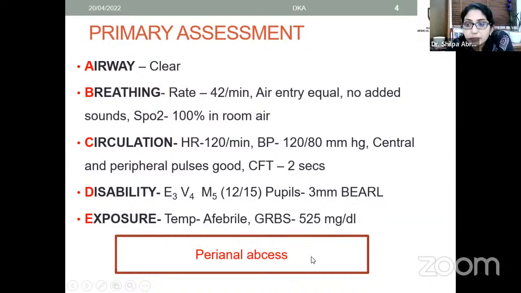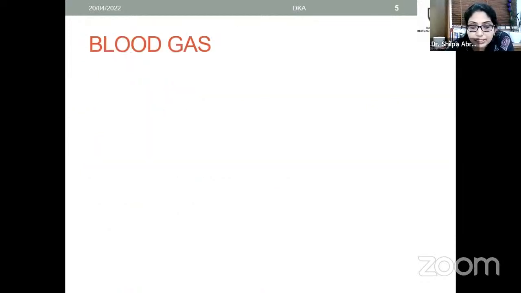when we examined him more closely, we found a perianal abscess in this child. Though I have put it in the primary assessment, this was found a little later when we actually attempted catheterization of this child. That is when we found this perianal abscess. So why is this important? Again, I'll tell you in the coming slides.